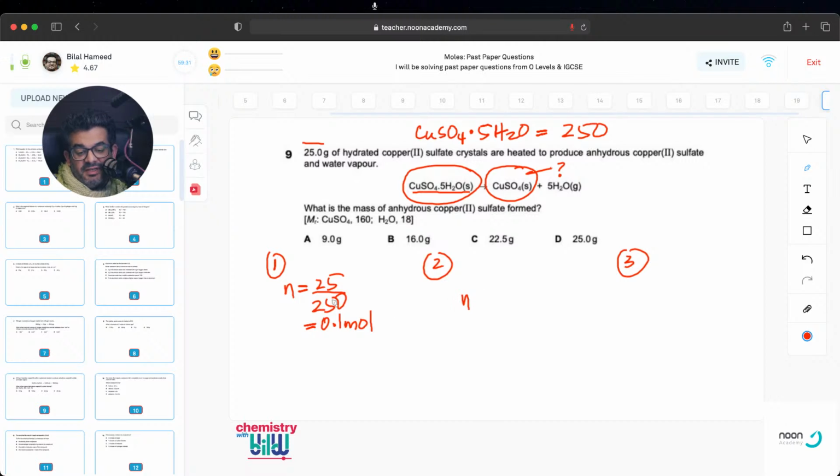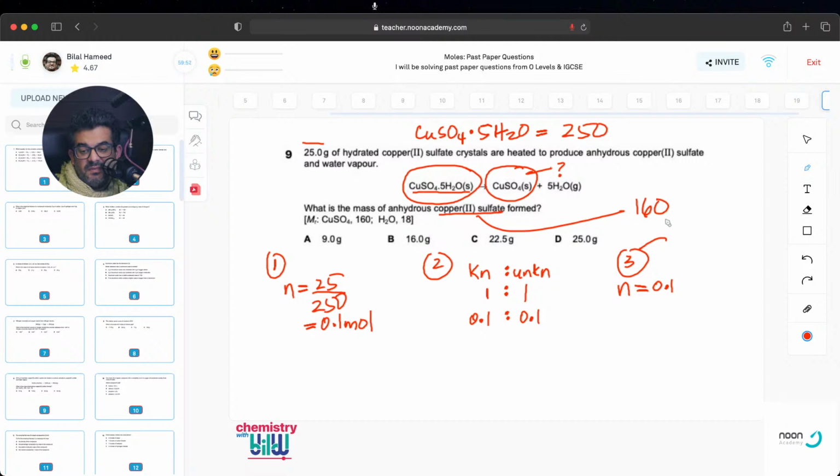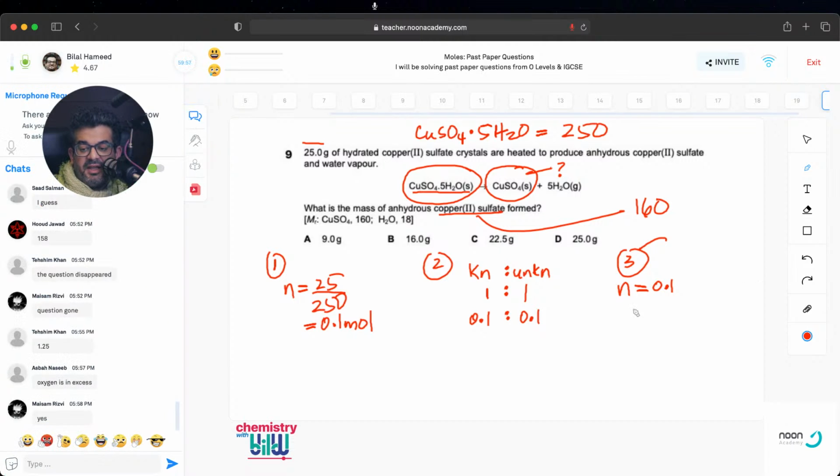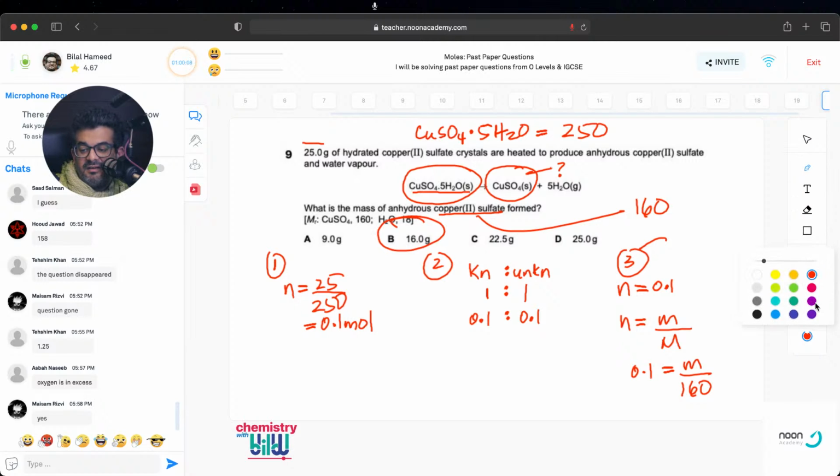So therefore, if the ratio is 1:1 between my known and my unknown, I'm not writing the formula down. So 0.1 will make 0.1. So step number 3, number of moles of 0.1, but now I need its formula mass. Its formula mass is 160. That one was 250, this one was 160. I've done this enough times, but if you do the math, you can find that out. Finding the MR is not difficult. So mass over molar mass. So 0.1 equals M over 160. What do you get? 16 as your final answer.